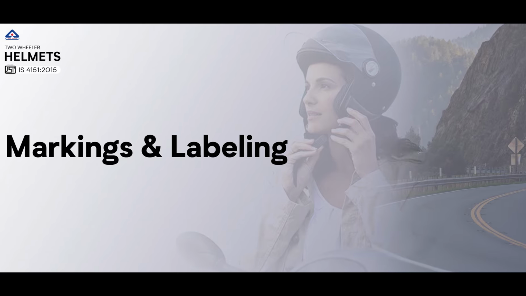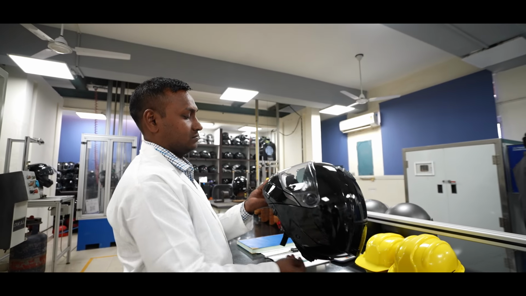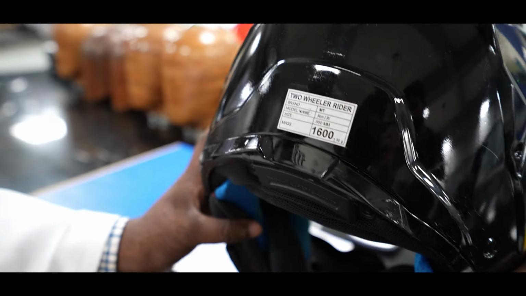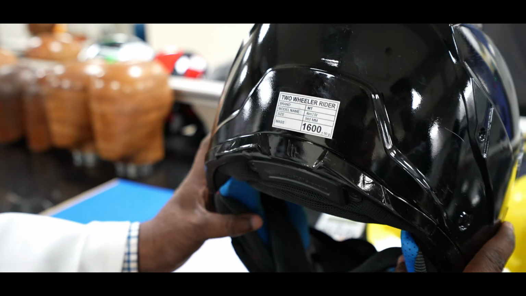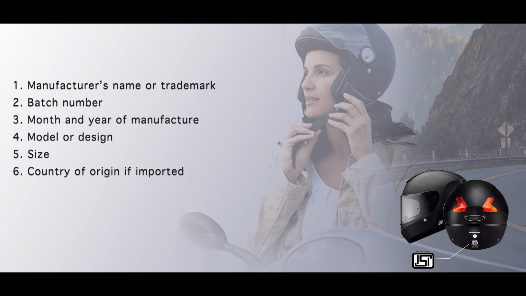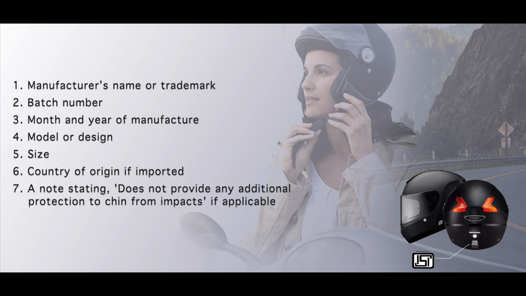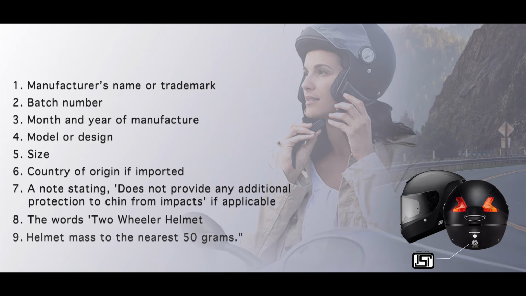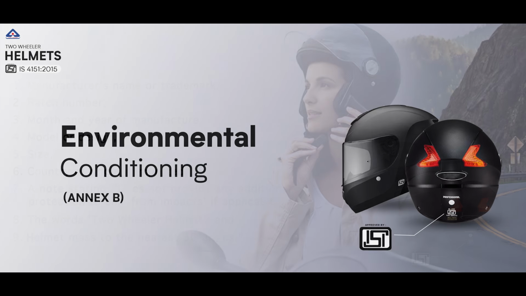Markings and labeling. Each helmet must have clear, indelible markings that include: 1. Manufacturer's name or trademark, 2. Batch number, 3. Month and year of manufacture, 4. Model or design, 5. Size, 6. Country of origin if imported, 7. A note stating does not provide any additional protection to chin from impacts, if applicable, 8. The words two-wheeler helmet, and 9. Helmet mass to the nearest 50 grams.